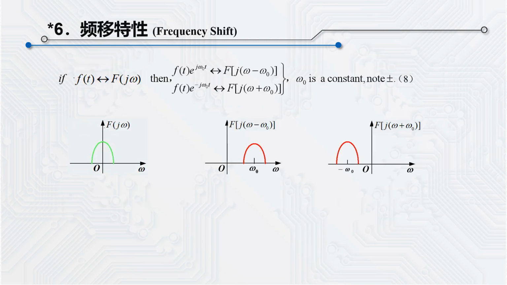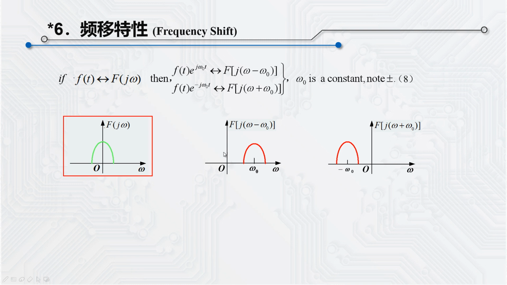Let's look at the frequency shift. Frequency shift refers to when the time domain signal f(t) is multiplied by the exponential factor e to the power of j omega 0 t, or e to the power of minus j omega 0 t. We can get Formula 8. When performing frequency shift, you should know the plus sign and minus sign in the exponential factor and F(j omega).